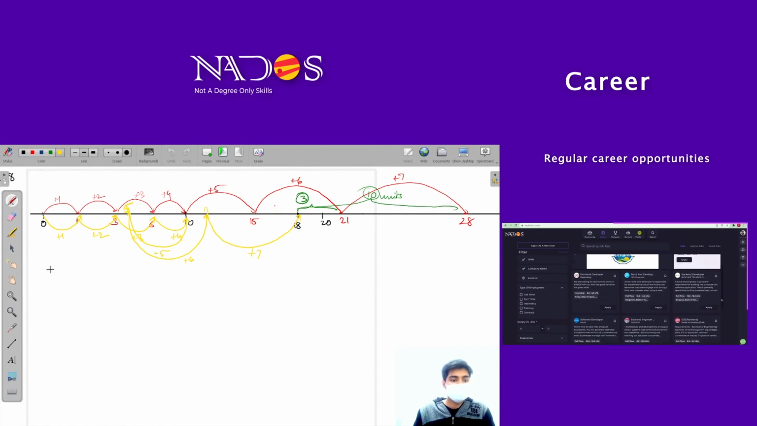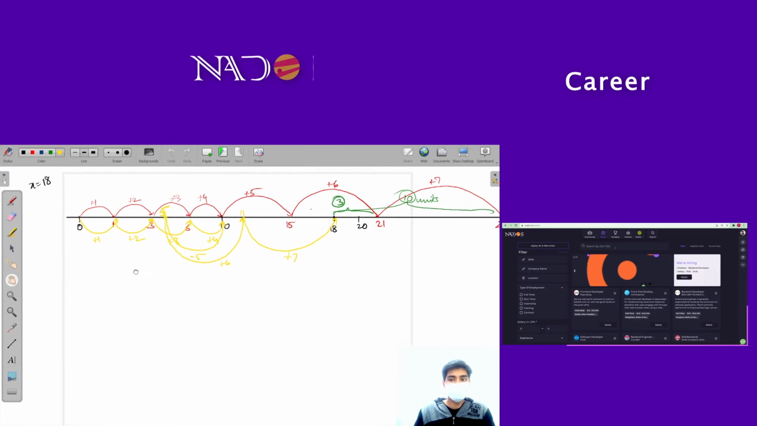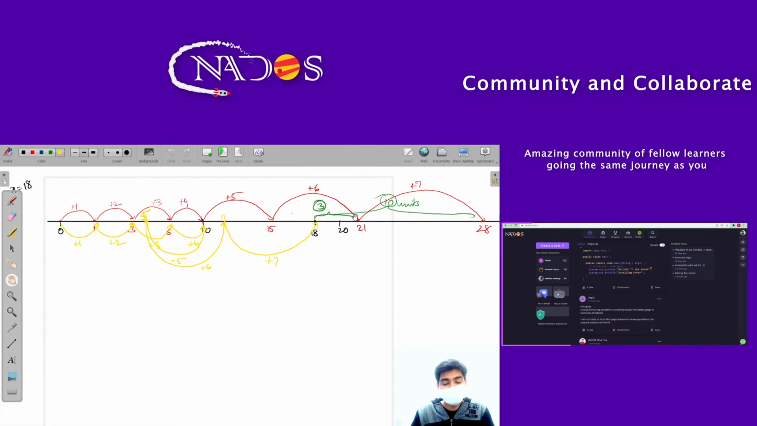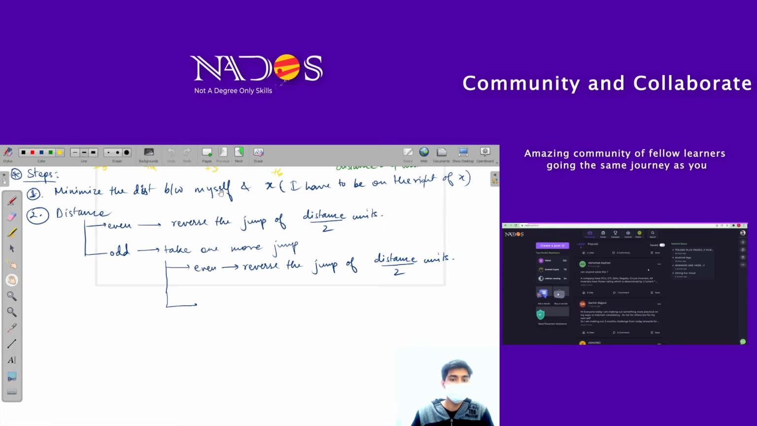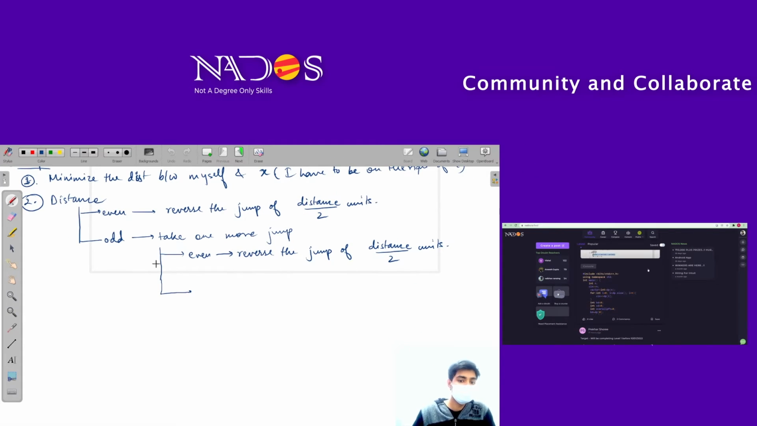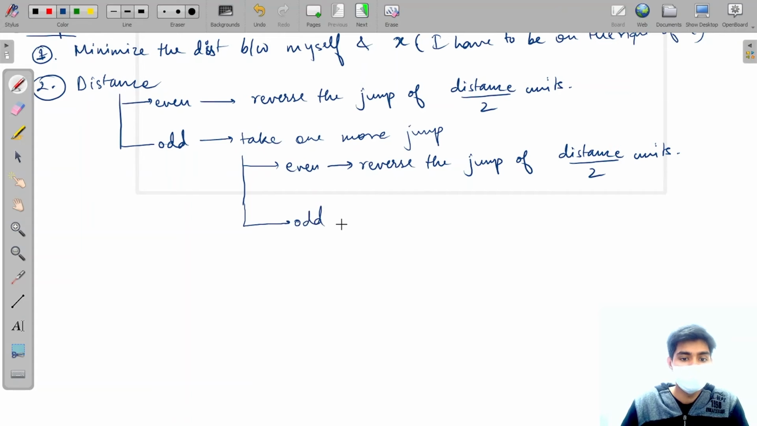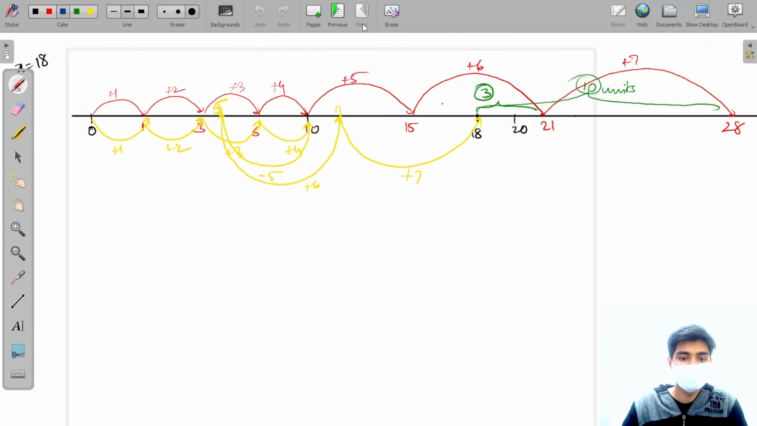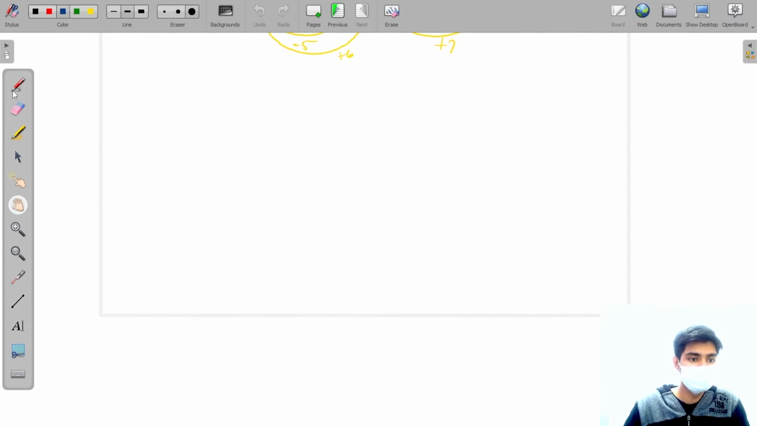Now, this does not mean that every time I will get a case like this only, right? That I take one more jump and it comes out to be even as well, right? There can be a case when I take one more jump, it will give me odd, right? If I get odd, then I take one more jump, I still get an odd distance. So this can be a case as well. Okay, so let's look at this case as well, right? Let's take a case of x as 25, right? Let's take the case of 25.